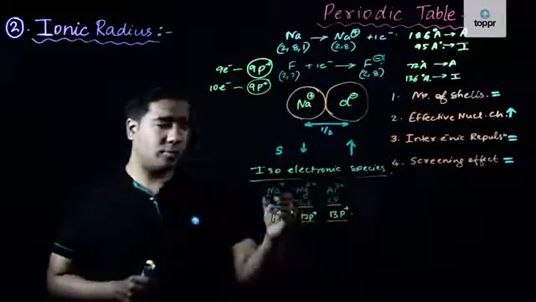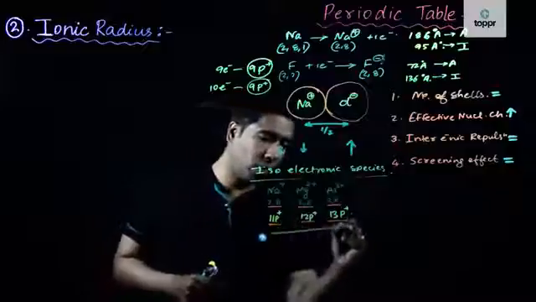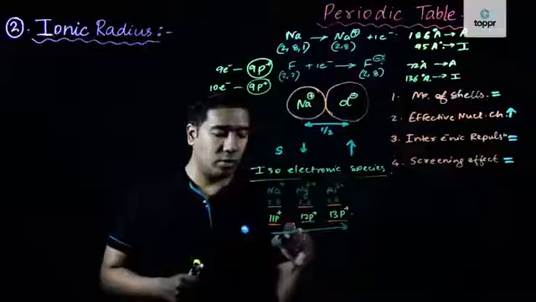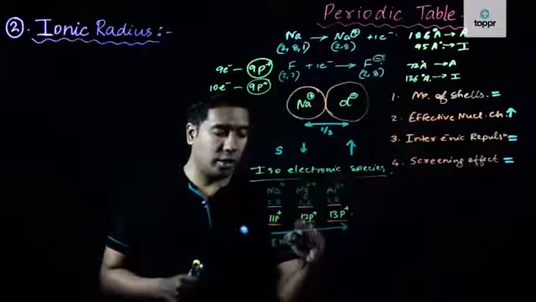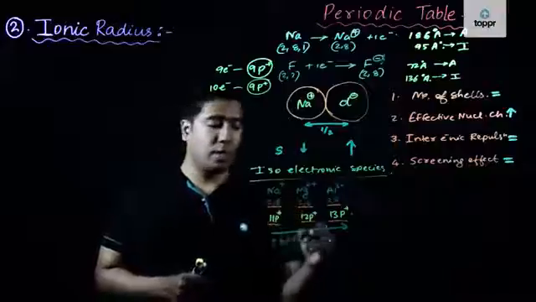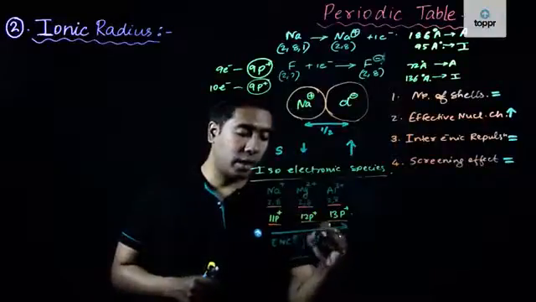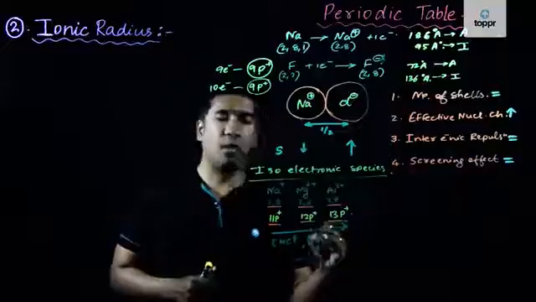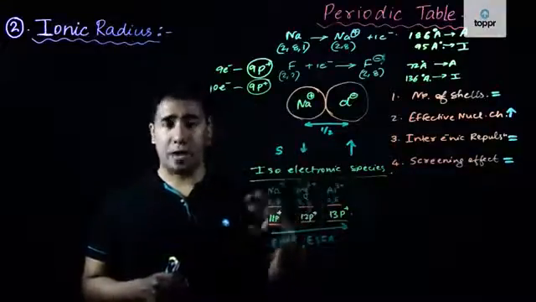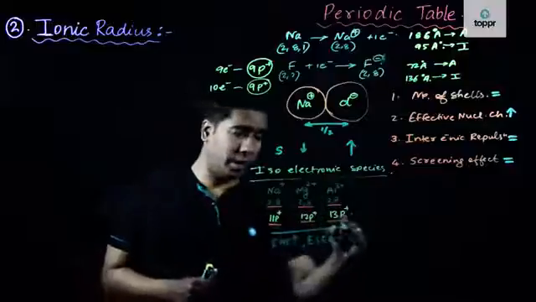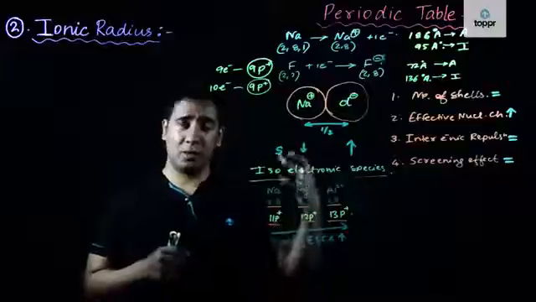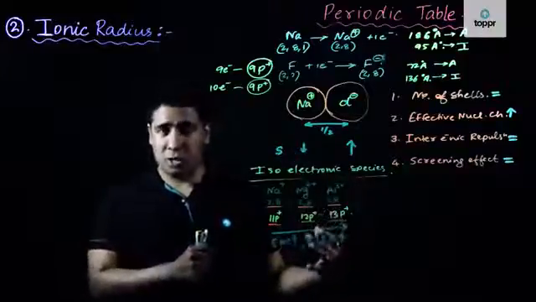As we go from sodium to aluminum, the effective nuclear charge increases, right? And because the effective nuclear charge increases, the electrostatic force of attraction between the outer electrons, that is these 8 electrons, and the nucleus increases, right? Because it increases, the electrostatic force of attraction increases between the outer electrons and the positively charged nucleus.